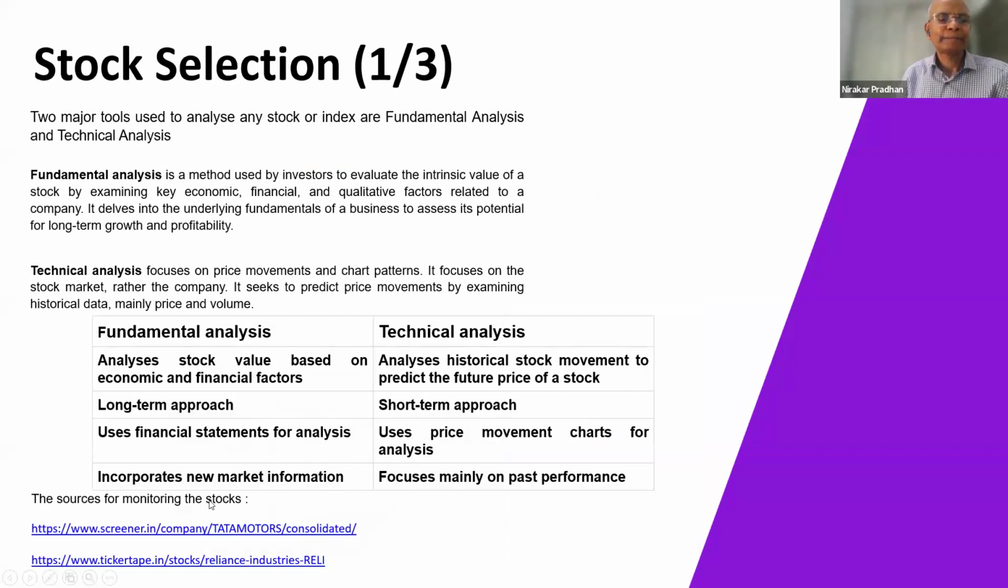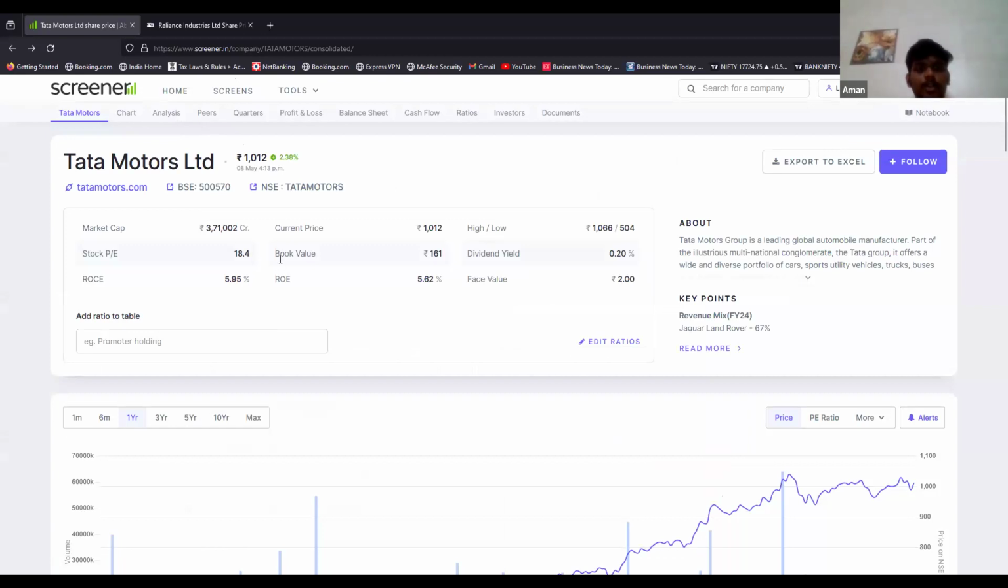So these are the two examples. Basically, there are various sources where you can look for various data when you're trying to analyze a stock. But right now, I'll show you two of the famous sources you can use. First is screener.in. Screener.in is a more number-specific platform. For now, I have opened Tata Motors Limited as a stock in screener.in.